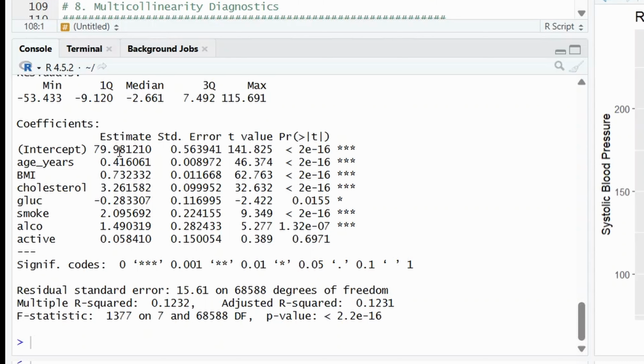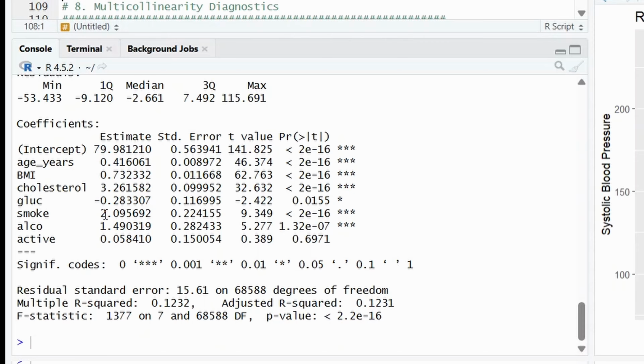Now, the coefficients tell us the estimated effect of each predictor, holding the others constant. The intercept is about 80, which represents the baseline blood pressure when all predictors are zero, though this isn't meaningful in practice. Age has a coefficient of 0.42, meaning each additional year is associated with about a 0.42 millimeters of mercury increase in blood pressure. BMI increases blood pressure by about 0.73 millimeters of mercury per unit, showing it's a strong predictor. Cholesterol is also positive with about a 3.26 millimeters of mercury increase per category.